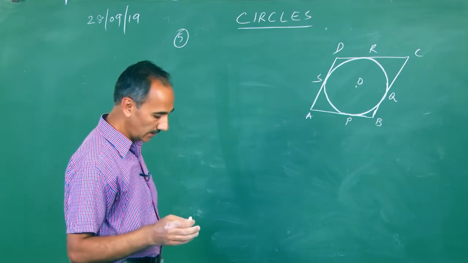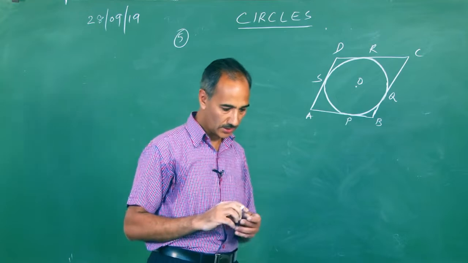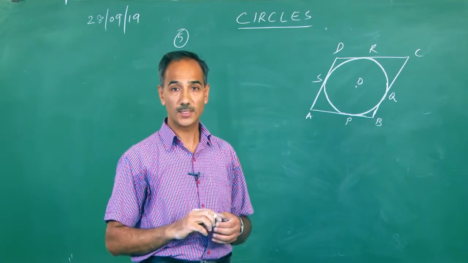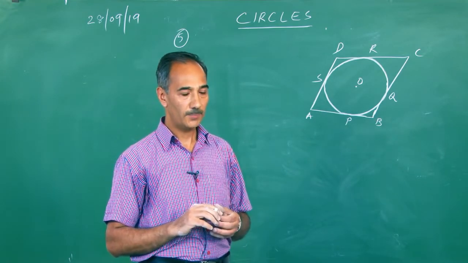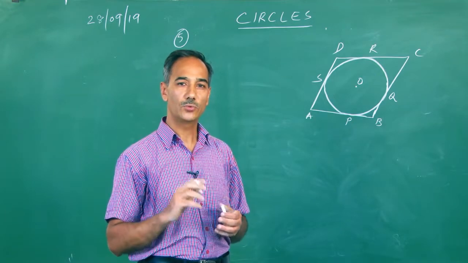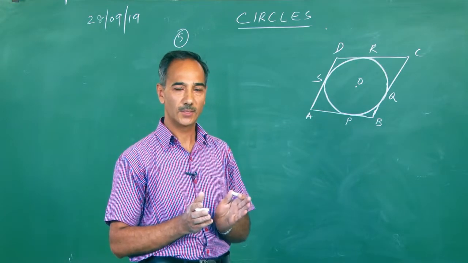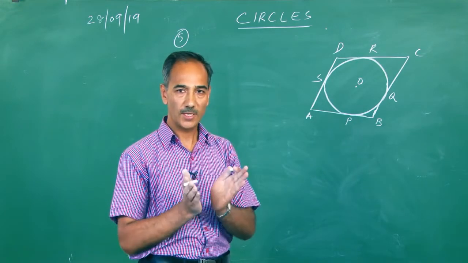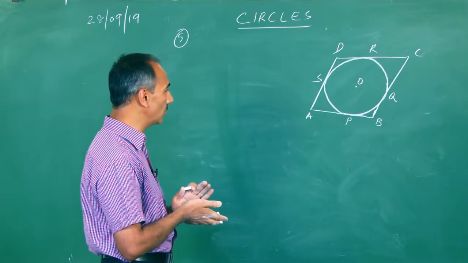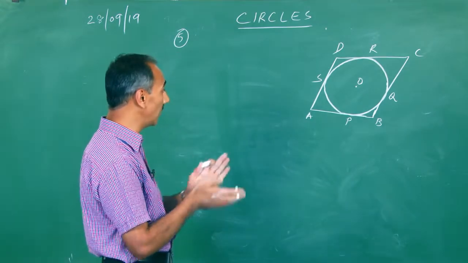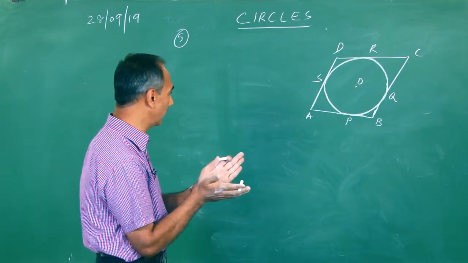Now do recollect in grade 9th, you studied the properties of different quadrilaterals, special parallelograms. We studied there that a parallelogram is a rhombus if any two adjacent sides are equal. This is already a parallelogram. Now you need to show it's a rhombus. That means I have to show that AB is equal to AD.